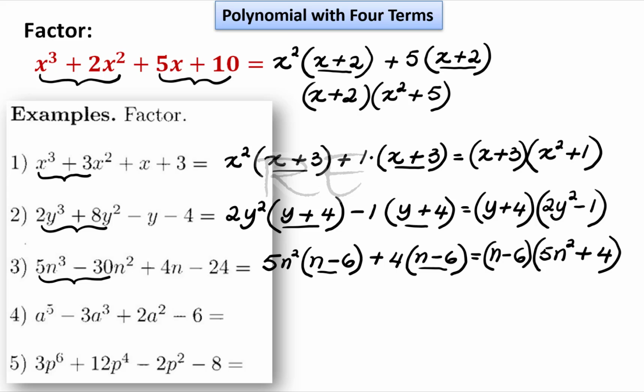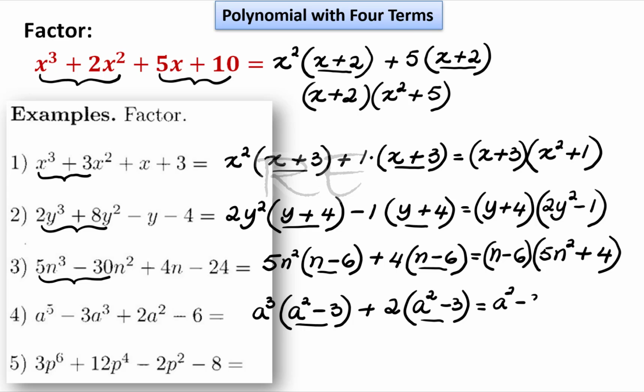Let's do it again. The GCF between a to the 5th and -3a cubed is a cubed. Second factor, a squared minus 3. The GCF between 2a squared and minus 6 is 2. We are left with a squared minus 3. A squared minus 3 is the common factor. We are going to factor it out. A squared minus 3. And we're left with a cubed plus 2.